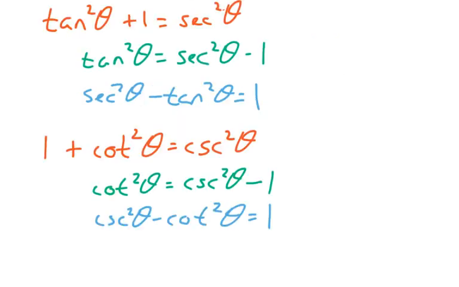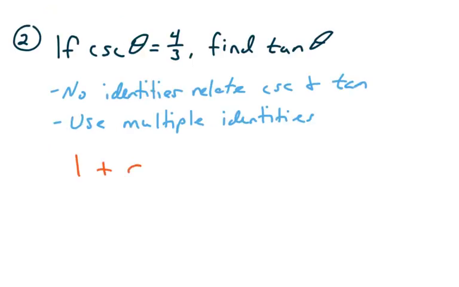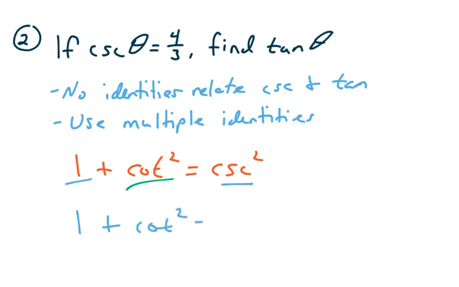So the Pythagorean identity that we're going to use is this one here. 1 plus the cotangent squared is equal to the cosecant squared. Let's fill in what we know. 1 is a value that's not going to change, so the only thing we don't know is the cotangent. So 1 plus cotangent squared is equal to the cosecant squared, and we know the cosecant is 4/3 squared.